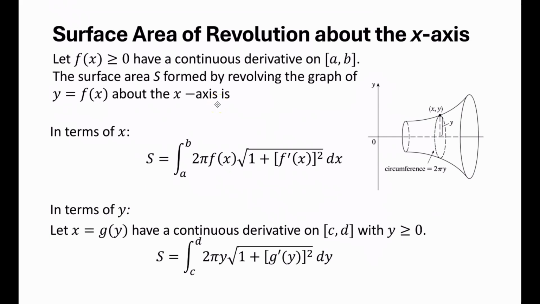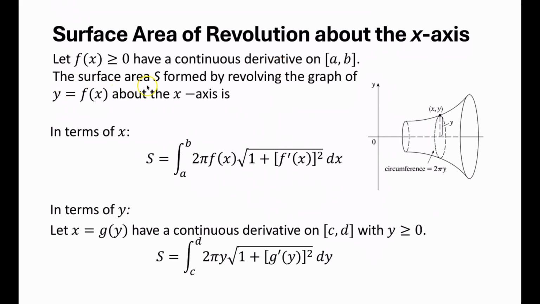Now let's try to understand the formula for finding the surface area of revolution when we rotate about the x-axis. So we're going to need f of x to be greater than or equal to 0 and have a continuous derivative on the interval from a to b. And this is really just saying the function has to be above or on the x-axis and has to be smooth. A continuous derivative means it's going to be a nice smooth curve.